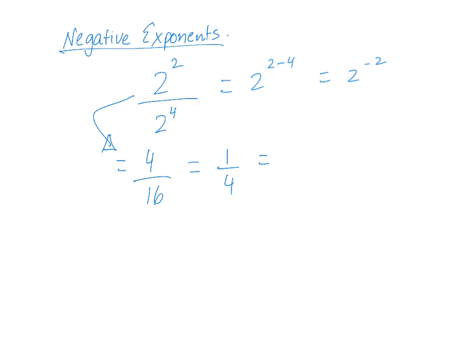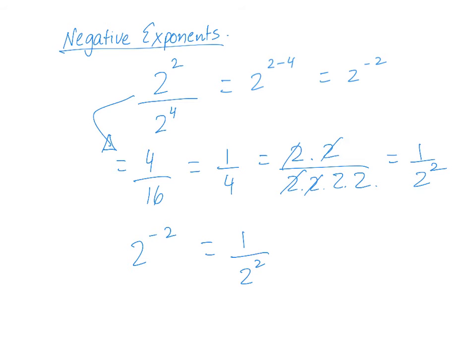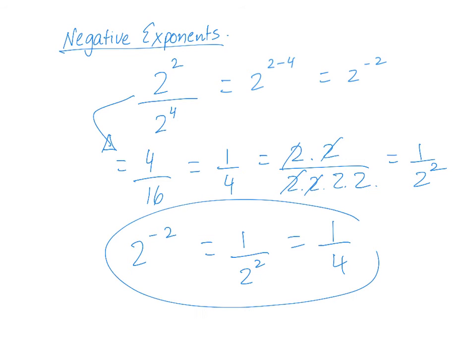Or if we wrote this expression this way, we can cancel these off. So what are we left with? 1 divided by 2 squared. So all of these are relevant expressions. 2 exponent negative 2 is also 1 divided by 2 squared, and it's also 1 divided by 4. All of these are the same, representing the same thing. So if you have a negative exponent, you can always write it as a positive exponent in this manner.